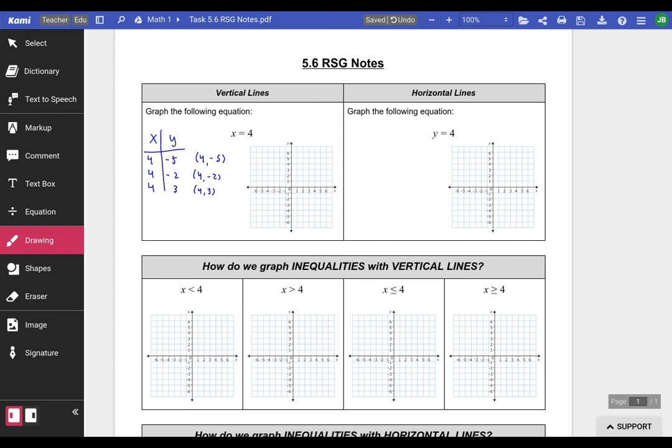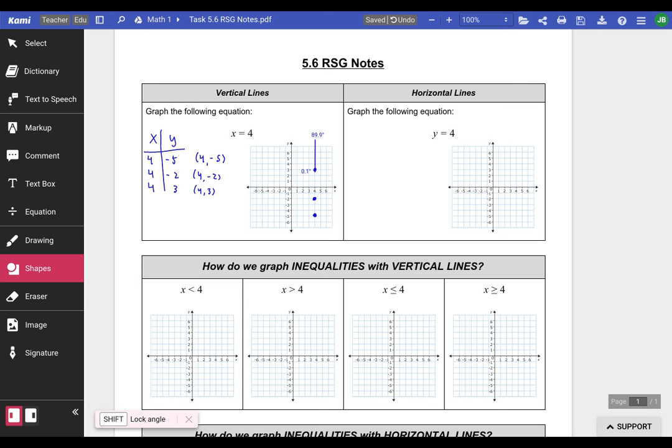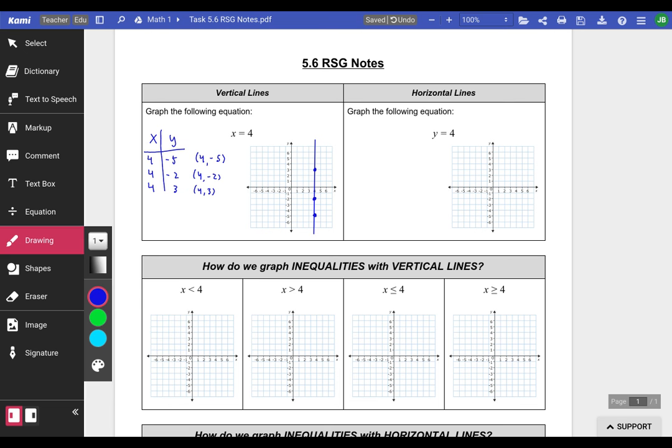So now I'm going to have 4, -5, which means I go to the right 4 and down 5. I've got 4, -2 is going to be right here. And then 4, 3 is going to be here. Now, one thing I noticed on the summative is that a lot of people were drawing their points, but then forgetting to draw on the line. So don't forget, I actually need to see the graph of a line there when you're done.